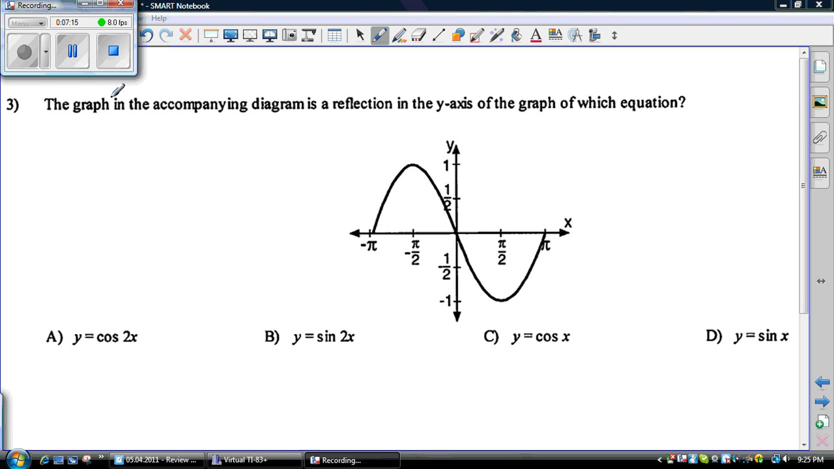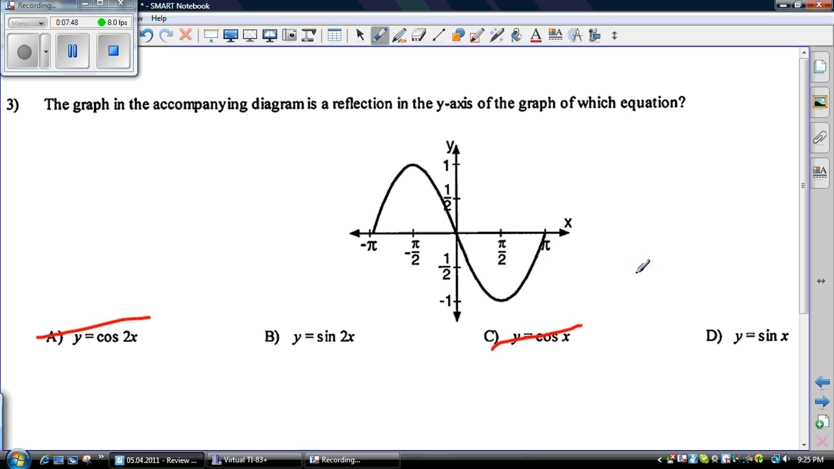Problem number 3: the graph in the accompanying diagram is a reflection in the x-axis of which of the following equations? Well, look, it's a sine graph, so obviously it's not the cosine ones. Now it's a question of whether it's sine 2x or y equals sine x. How much of the sine curve do you see between 0 and pi? You only see half of it.